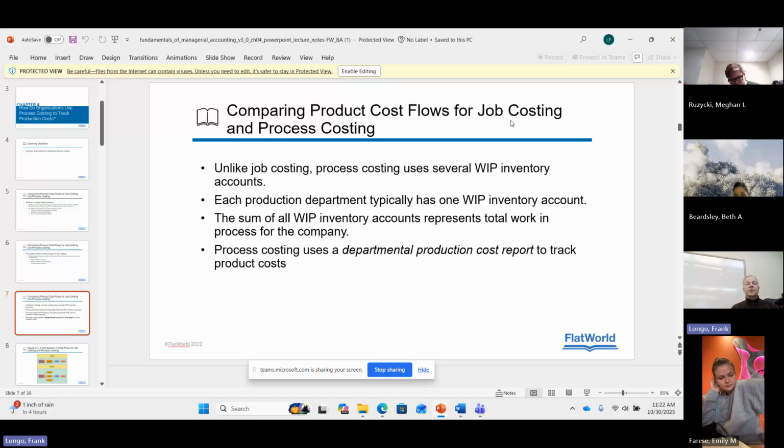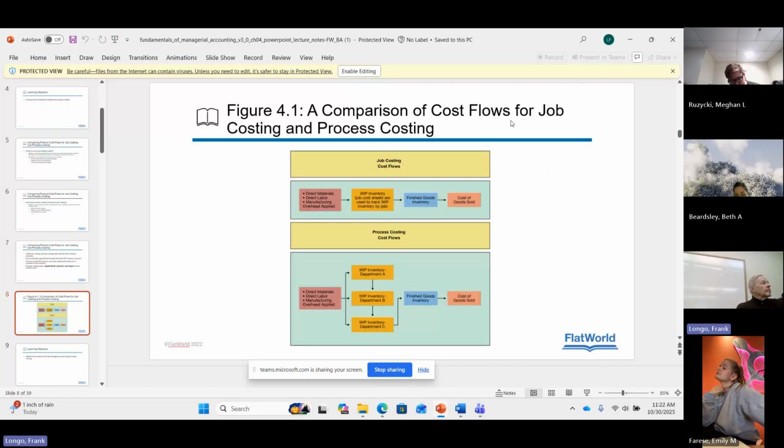Process costing will use a departmental production cost report to track cost. So in making products, we have a lot of reports. That is so small. I'll skip that.